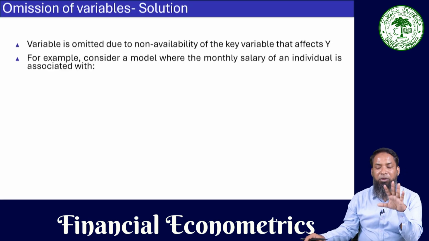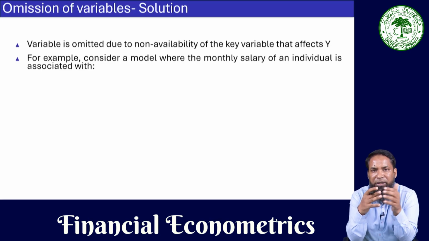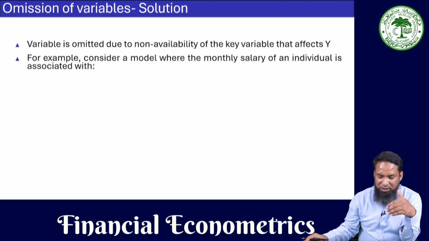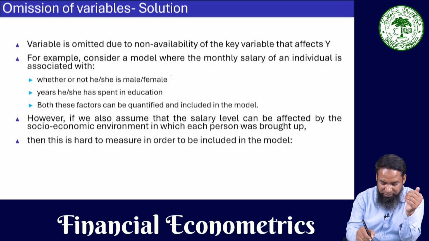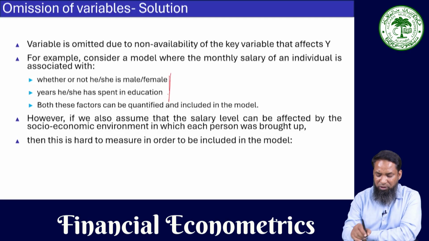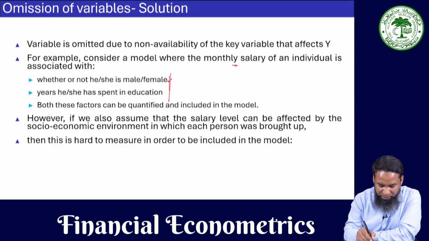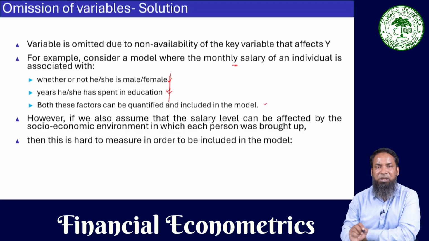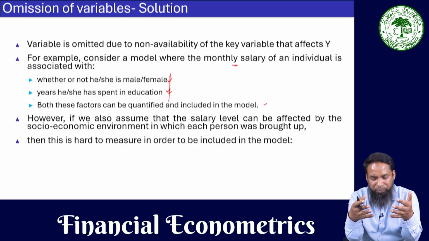In most cases, a variable is omitted due to non-availability. Why are we not able to include it? Because the data may not be available. For example, consider this model, where the monthly salary of an individual is associated with whether he is male or female and how many years he has spent in education. Both factors can be quantified and included in the model. For example, we can capture education by including how much time he has spent on it. Gender we can obviously include.